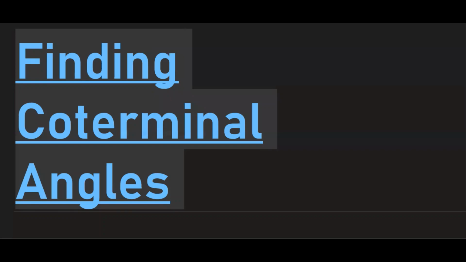In this video, we're going to talk about what coterminal angles are. Think of them as angles that terminate on the same side, meaning they share the same terminal side. Wherever the two angles end, they end up right on top of each other. You can think of it that way informally.